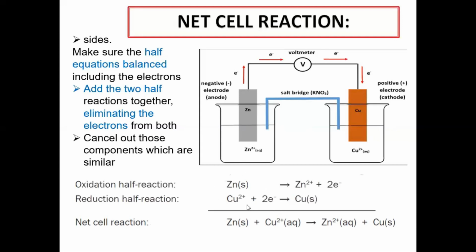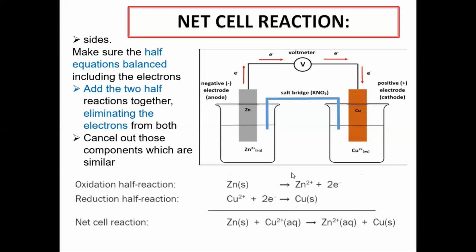I check what is before the arrow compared to what is after the arrow. Zinc solid, this side before the arrow. Do I have it on the other side? I don't have zinc solid, so I leave it. I go to copper ions this side. Do I have copper ions on the other side? No, I don't have it. I have 2 electrons here. Do I have 2 electrons on the other side? Yes, I cancel them out. So those ones, they go.